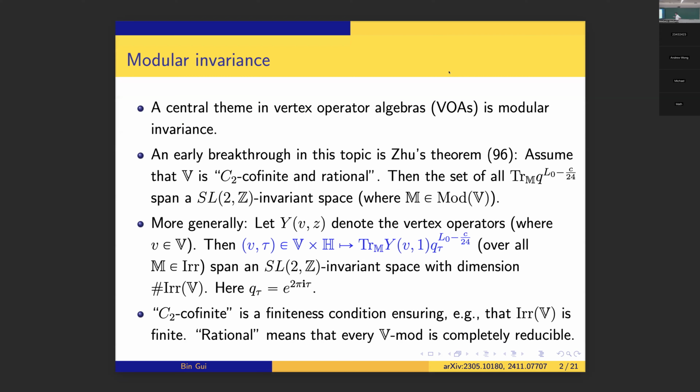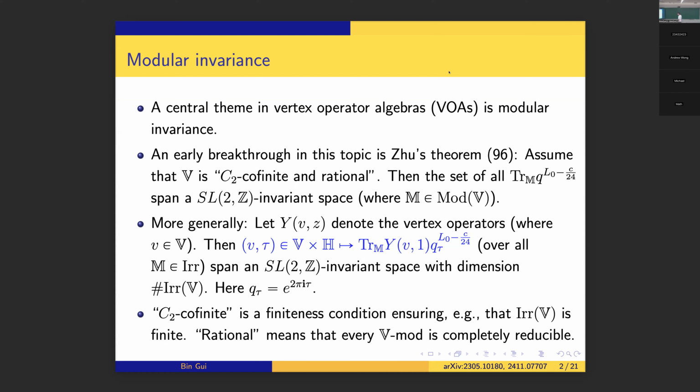I will start my talk by talking about modular invariance, because modular invariance is a central theme in the story of vertex operator algebras. An early breakthrough in this topic is a theorem due to Yongchang Zhu. It says that, assume V is a so-called pseudo-cofinite and rational VOA, then the set of characters, the q-characters, defined by taking the trace of q to the power L0 minus c/24, where c is a complex number called the central charge, extends and forms a kind of modular invariant space. It is a kind of vector-valued modular form.